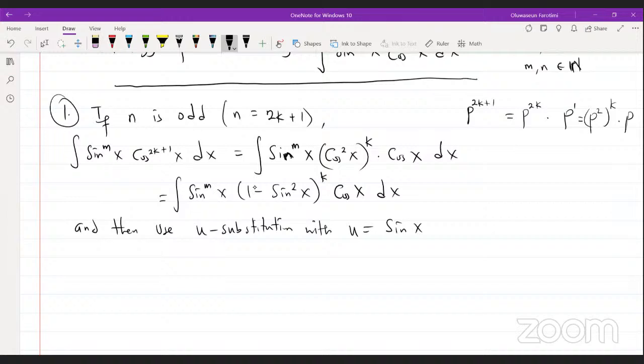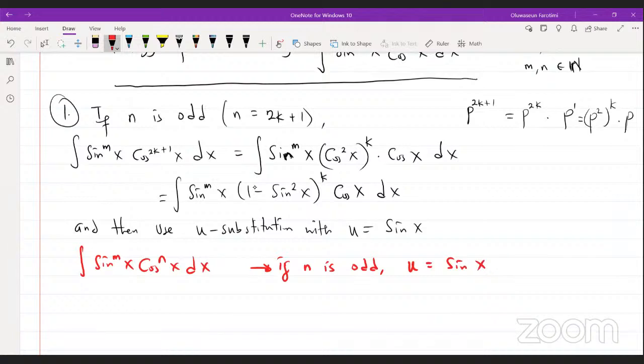Okay. So that means whenever you have this kind of function, let me write that in red. If you have the integral of sine mx cosine nx dx, if n is odd, the kind of u substitution you do is u equals sine x. Okay, so that's just a summary. But of course, remember that you're going to use the trigonometric identity sine squared x plus cosine squared x equals 1.